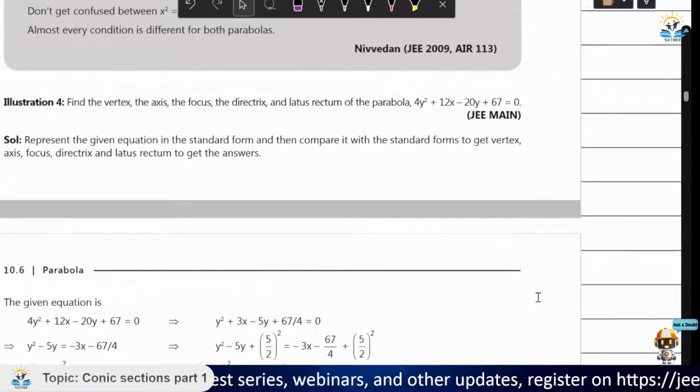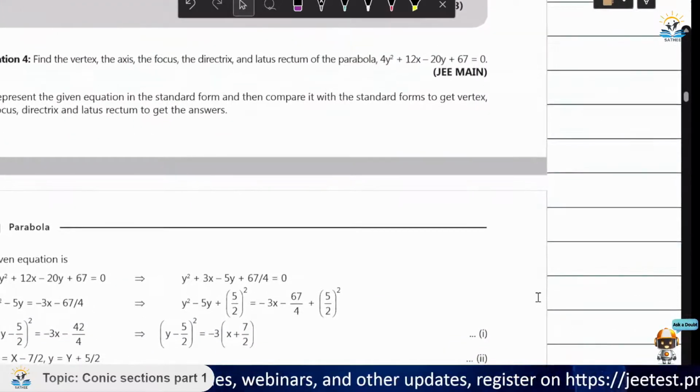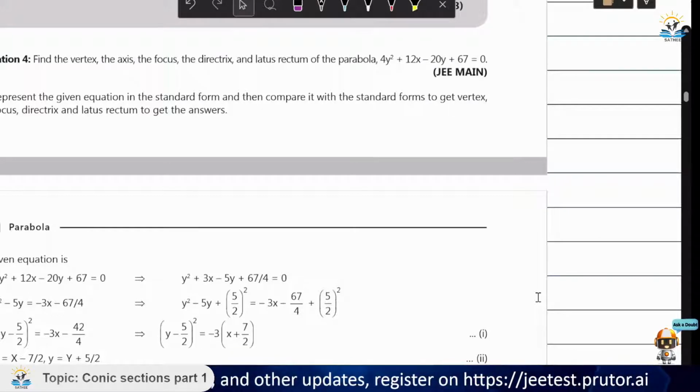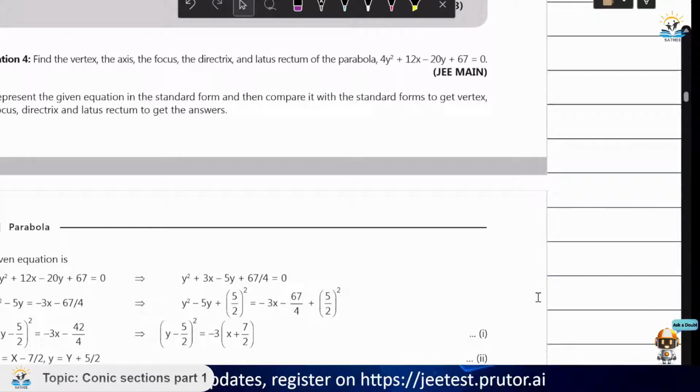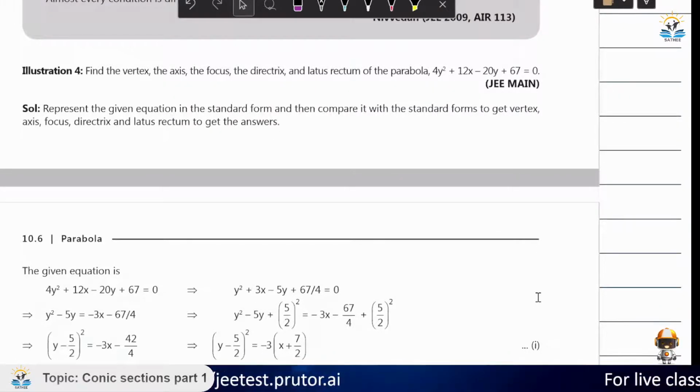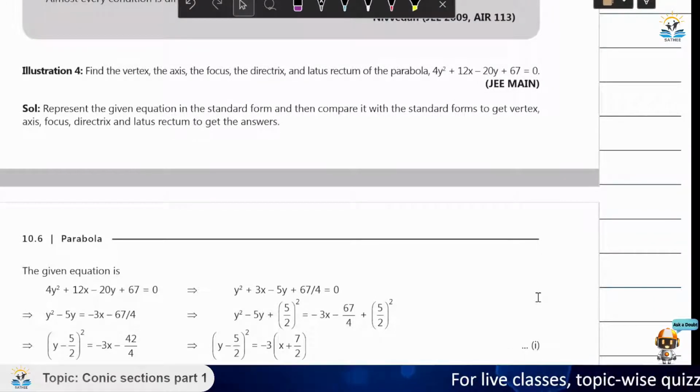Okay, let's see another example. Reading the question: find the vertex, the axis, the focus. Again, it is a very easy question. So I'll just hint how we do this. Since we have both a variable y and y square, what we do here is try to complete the whole square of y. So what do we do? I'll just write it down.